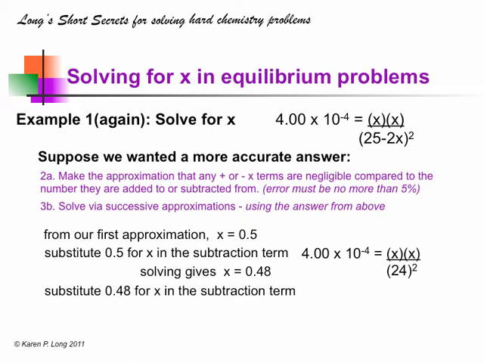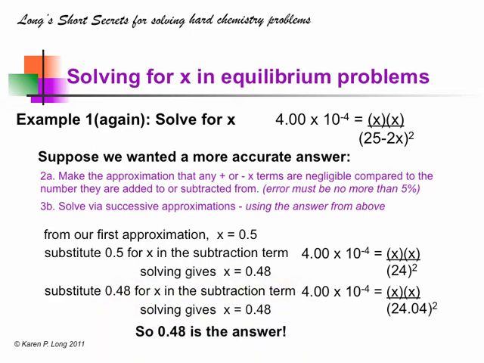Then we do it again. Substitute 0.48 in for x in that subtraction term. 2 times 0.48 is 0.96. 25 minus 0.96 is 24.04. So we have the equation as shown here. We can solve that and we get 0.48. Guess what? 0.48 is the answer. So we see that once we've gotten the same answer twice, we have solved the problem.